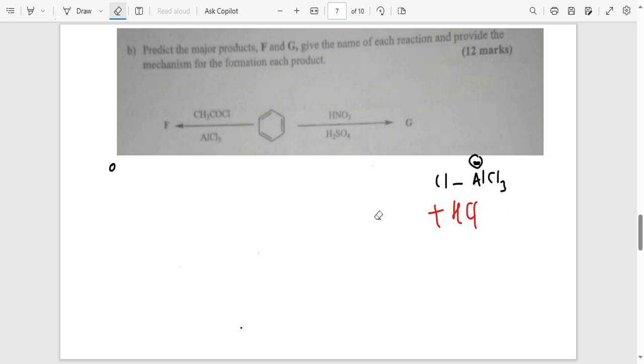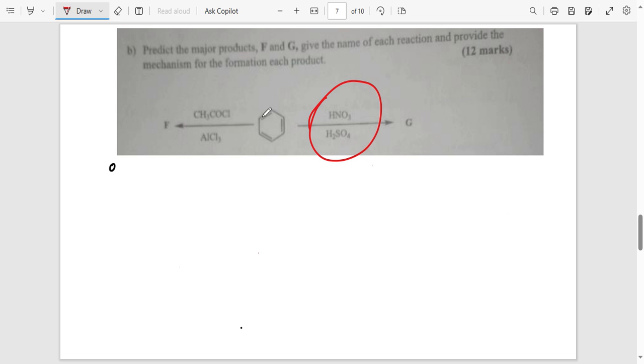So that is the production of F, and that was by Friedel-Crafts acylation. So now I want to form the other one here. What will be this mechanism? Anyone? Look at the reactants. By what mechanism are we going to form that? Nitration. Thank you very much.